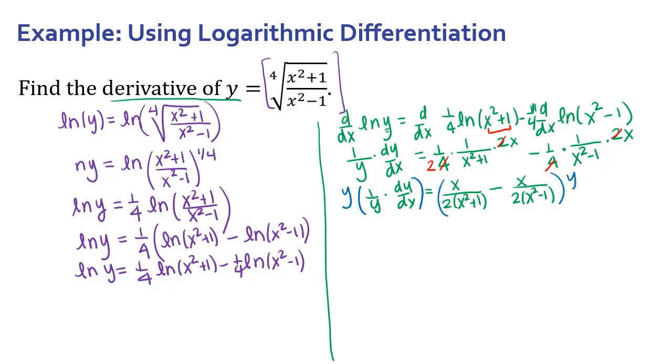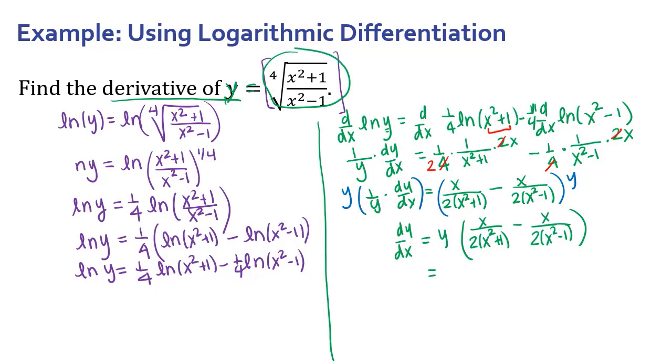So that's going to leave me with dy/dx equals y times x over 2 times the quantity x squared plus 1 minus x times the quantity 2 times x squared minus 1. And I know what y is in terms of x, so I don't have to leave it like this. I can substitute in. We know y equals this quantity, so let's substitute that in.